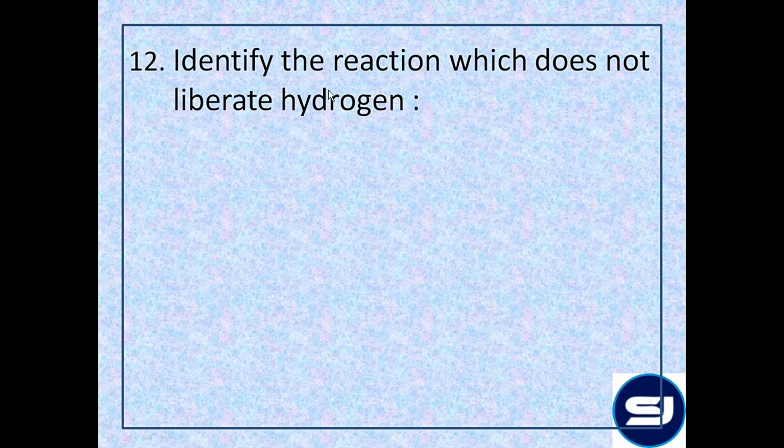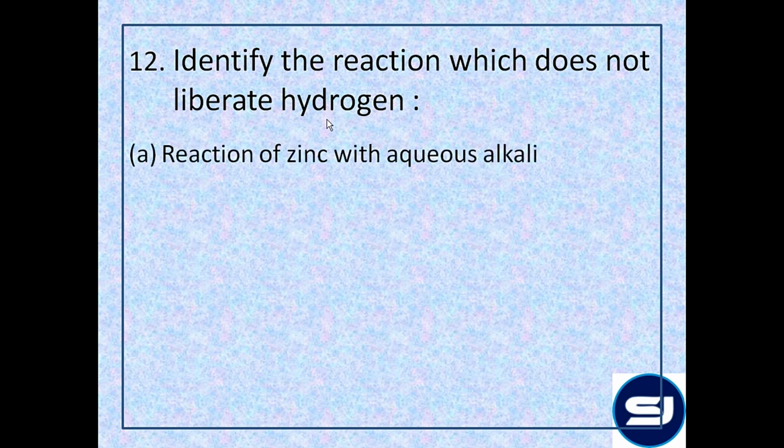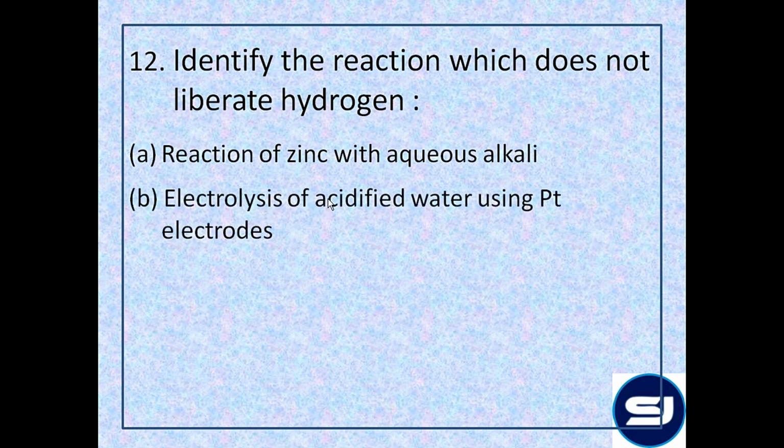Identify the reaction which does not liberate hydrogen. Reaction of zinc with aqueous alkali. It does liberate hydrogen. Because zinc is an amphoteric metal, it reacts with acid as well as base to liberate hydrogen. Electrolysis of acidified water using platinum electrodes. Yes, when water is electrolyzed, H2 is liberated at cathode and O2 is liberated at anode.